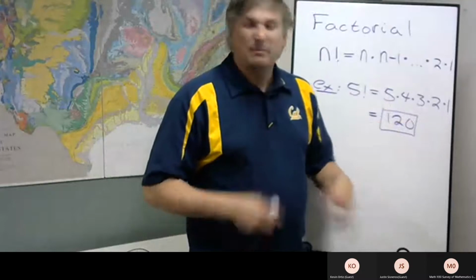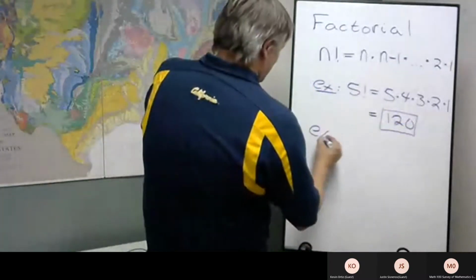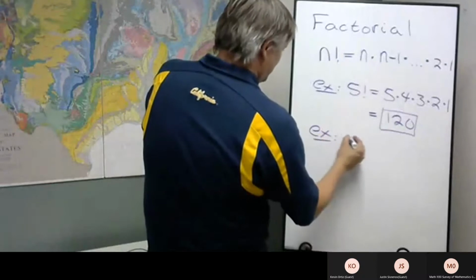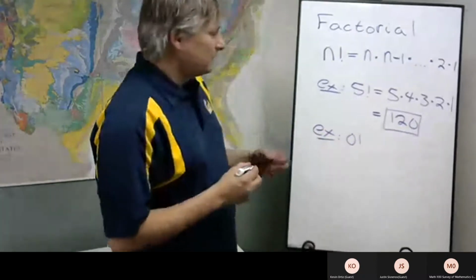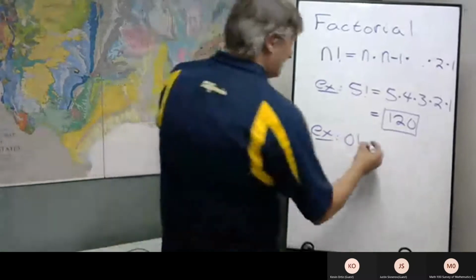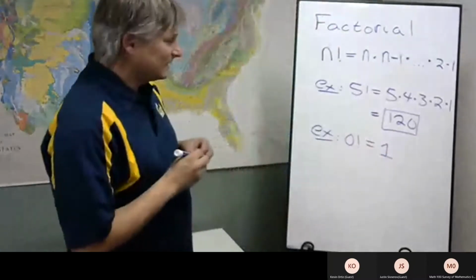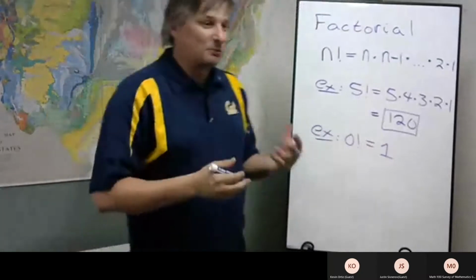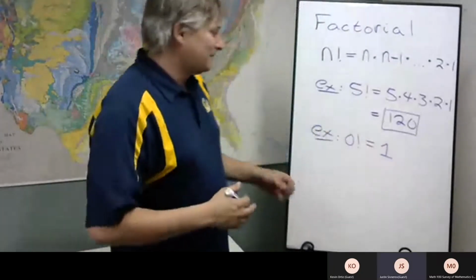And let me show you kind of a special one. If you see something like this, 0 factorial, we define this as equal to 1. There's some mathematical reasons why that I really can't remember at the moment.